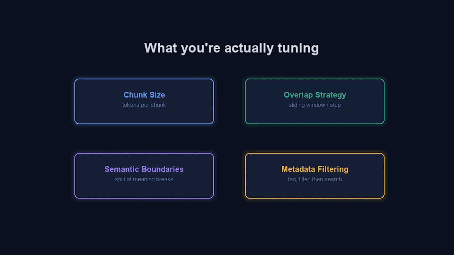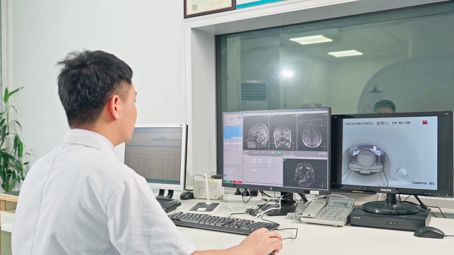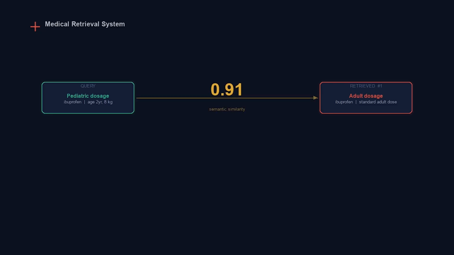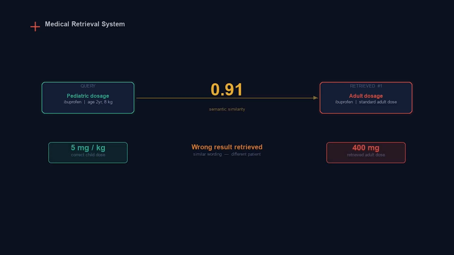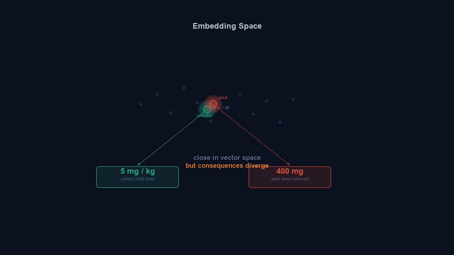And there's another subtle issue. Similarity is not the same thing as understanding. Two pieces of text can look semantically close in embedding space while still being operationally wrong. Imagine a medical retrieval system, and a query about pediatric dosage retrieves an adult dosage guideline because the wording looks highly similar. The embeddings may be close, but the consequence is completely different.